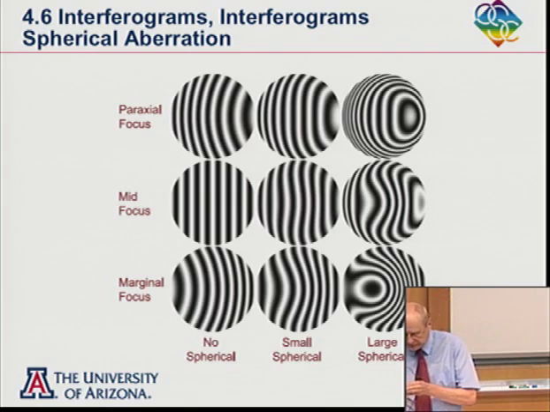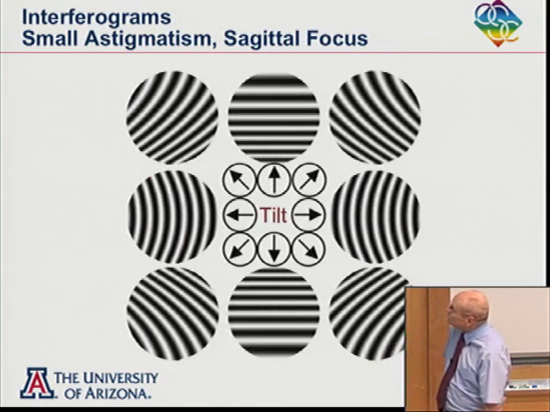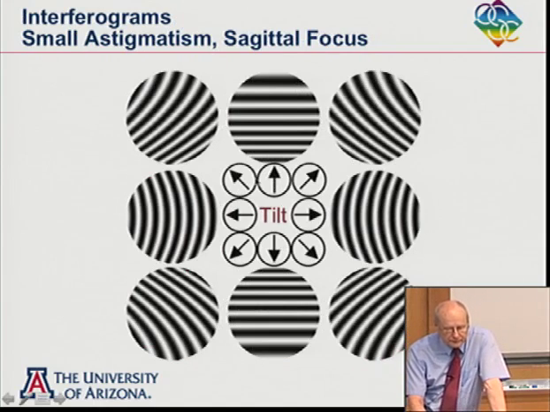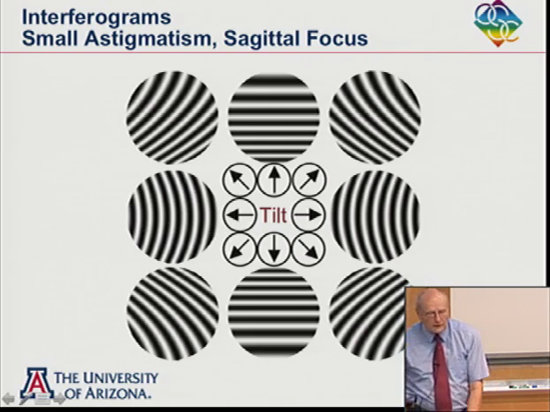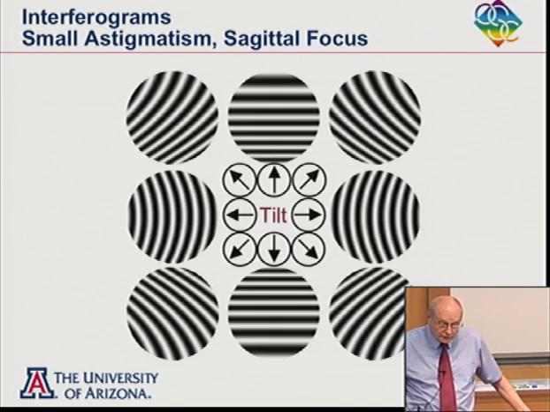Now the next one we're going to look at is astigmatism. Here we have 8 interferograms, and they're all for the same amount of astigmatism, but a different amount of tilt. Here we're putting tilt in the horizontal direction, one way or the other way, tilt in a vertical direction, and at plus or minus 45 degrees.